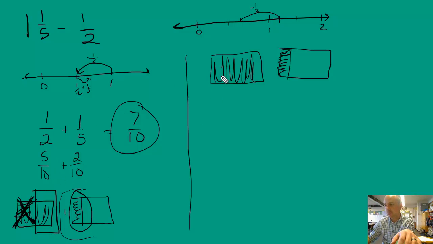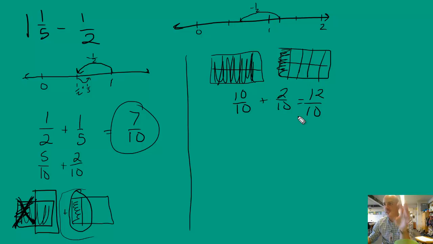And 1, 2, 3, 4, and 1, 2, so there's my fifths, and now cutting them in half. I hope you know why, to get my tenths. And so here I have 10 tenths, right? And here I have 2/10, and so I have a total of 12 tenths of cake in this. So what I'm doing is I'm taking my 1 1/5 and I've turned it into tenths, and so now I have 12 tenths.